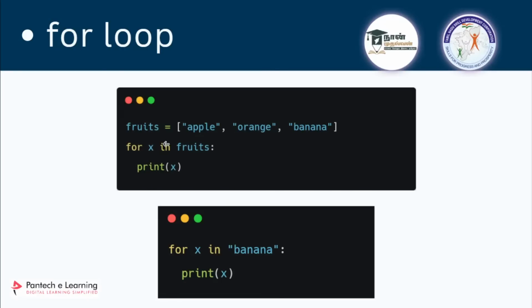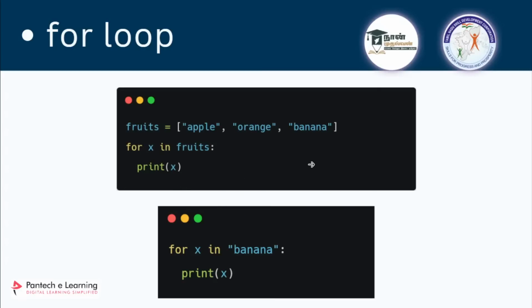So x will take orange now, and it will print that. And again it is going to check whether orange is the last item. No, right? So it will go and take the banana, and it will print that. Once it printed banana, it will check whether it is the last item of that sequence. If it is the last item, it is going to terminate. So for every iteration, if you run this loop, you will get apple, then orange, and then banana. Clear about for loop, how it works?